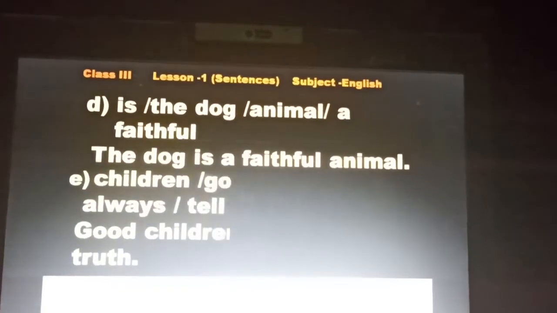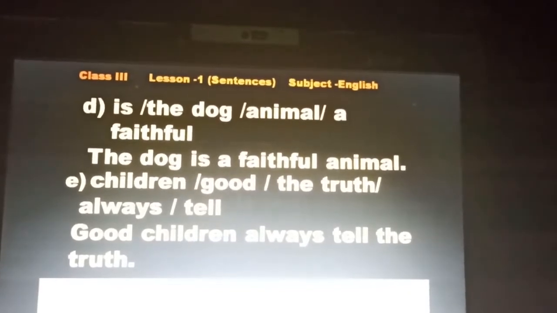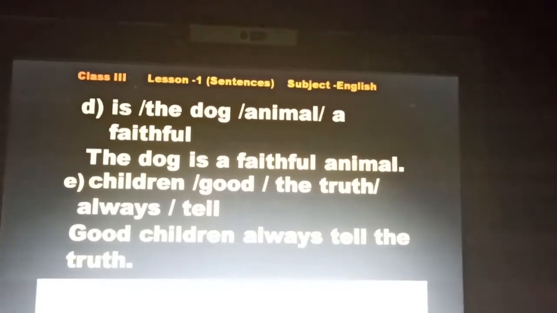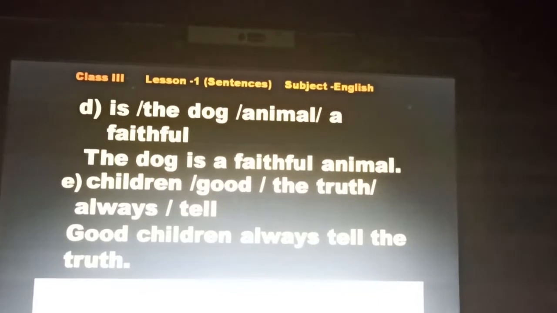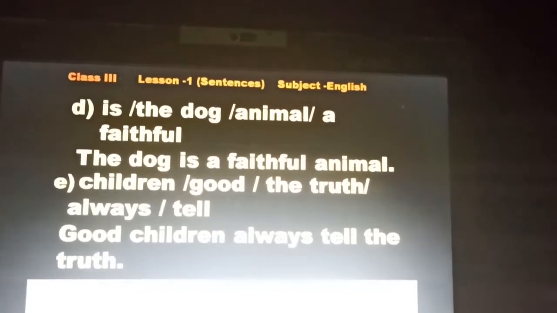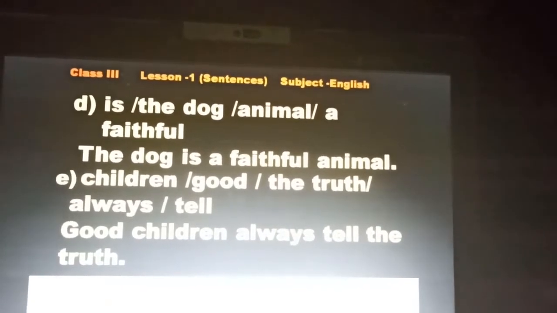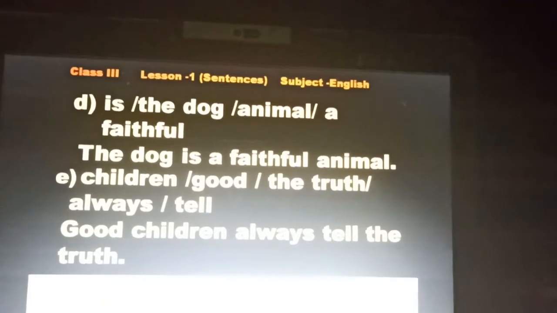E part: children good the truth always tell. The answer will be: Good children always tell the truth. So this is the correct answer.